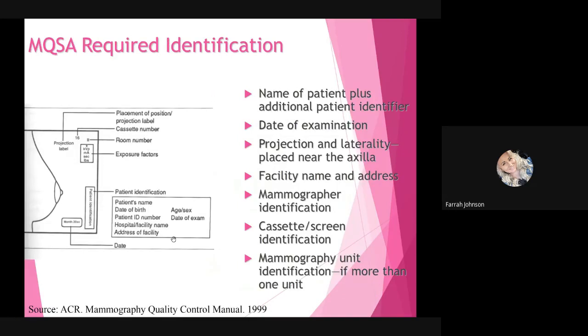Okay, so then MQSA required identification for images. First, the image must include the name of the patient plus additional patient identifiers, such as the birthday, whatever your facility protocol is. It must also include the date of the examination, so the date that the patient was seen. It should also say the projection and laterality placed near the axilla, meaning is it an RCC indicating that it's the right breast CC projection, or is it the LMLO meaning it's the left breast and the MLO projection?